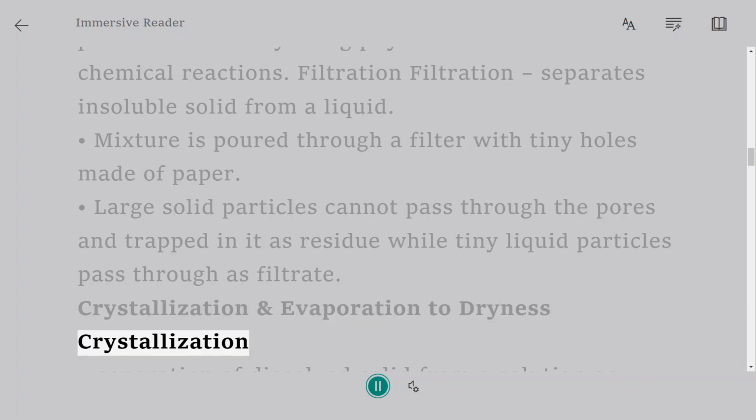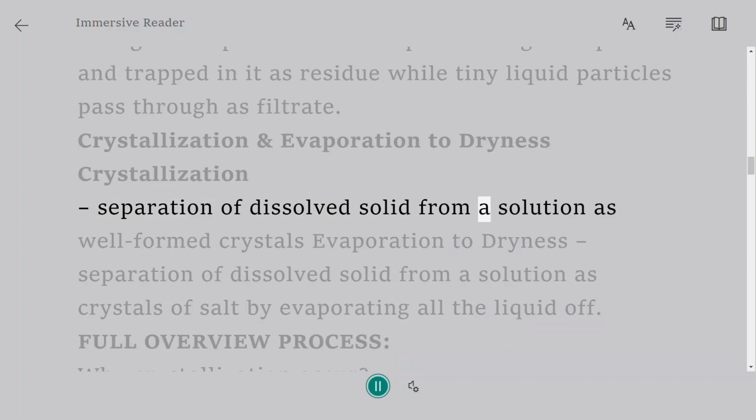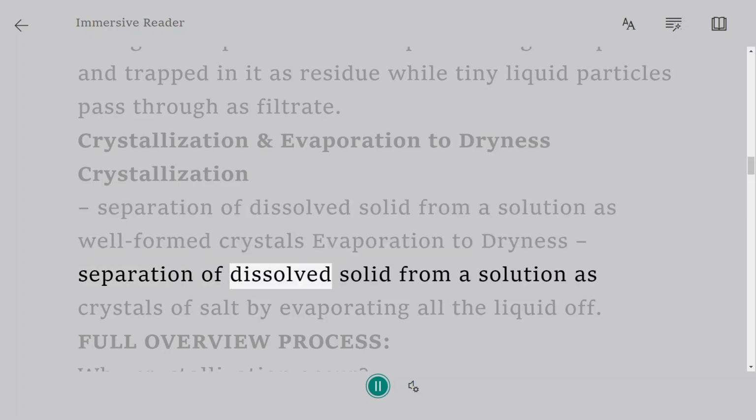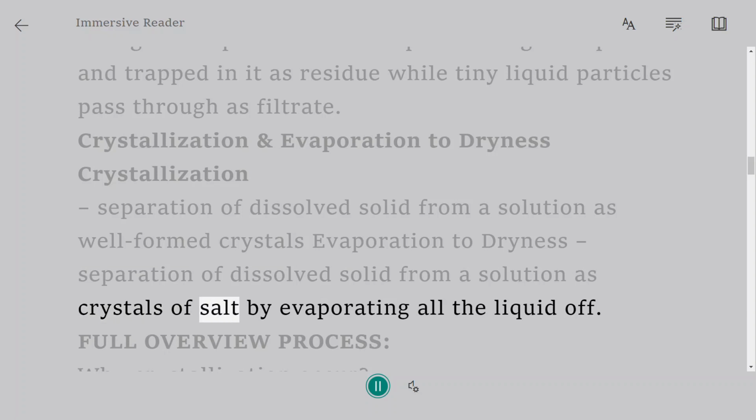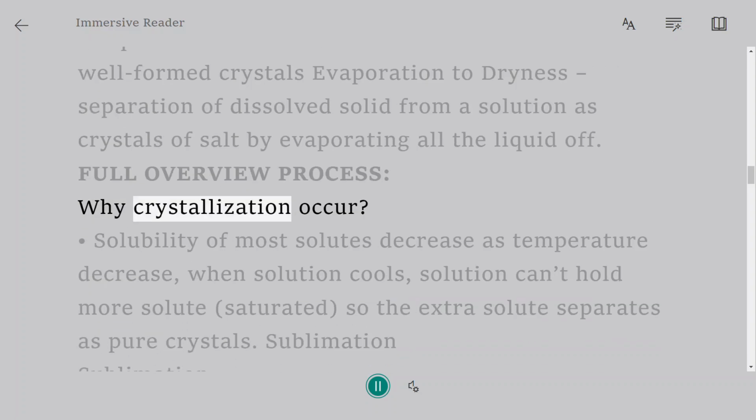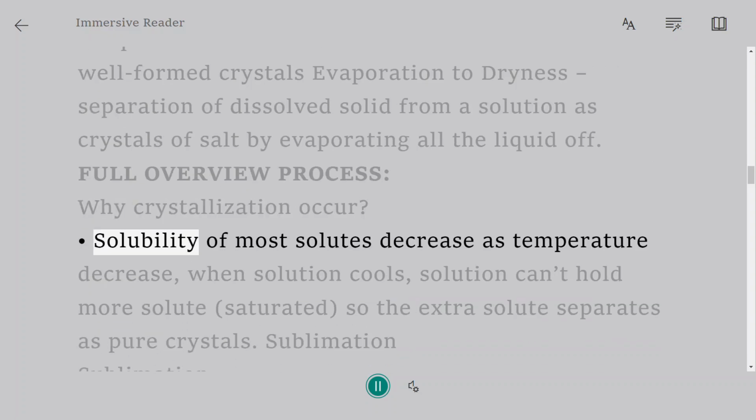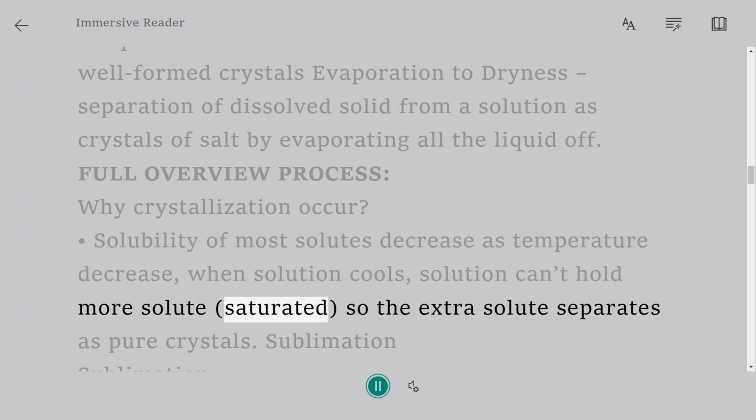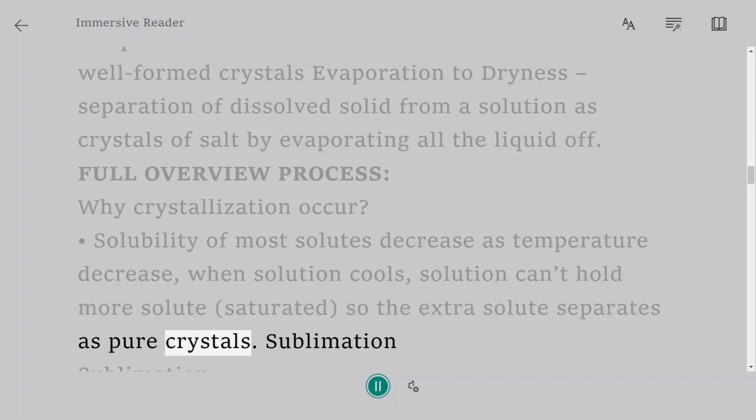Crystallization and evaporation to dryness. Crystallization is the separation of a dissolved solid from a solution as well-formed crystals. Evaporation to dryness is the separation of a dissolved solid from a solution as crystals of salt by evaporating all the liquid off. Why does crystallization occur? The solubility of most solutes decreases as temperature decreases. When the solution cools, it can't hold more solute, so it is saturated, and the extra solute separates as pure crystals.